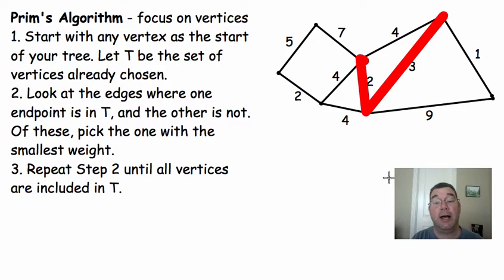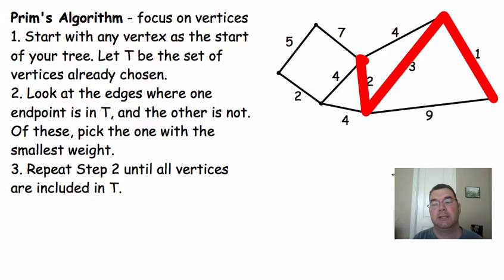All right, so now I have 3 vertices in my set T, and I'm going to look at any edge that leaves one of those vertices and goes to a vertex that I haven't chosen yet. So I'm not going to use this 4 because it leaves this red vertex and it joins up with another red vertex, so I don't want that one. So I'm going to look at 7, I'm going to look at 4, I'm going to look at this 4, I'm going to look at 9, and I'm going to look at 1. Well, the smallest of those is the 1, so I will choose 1. Okay? And my choices are getting smaller.